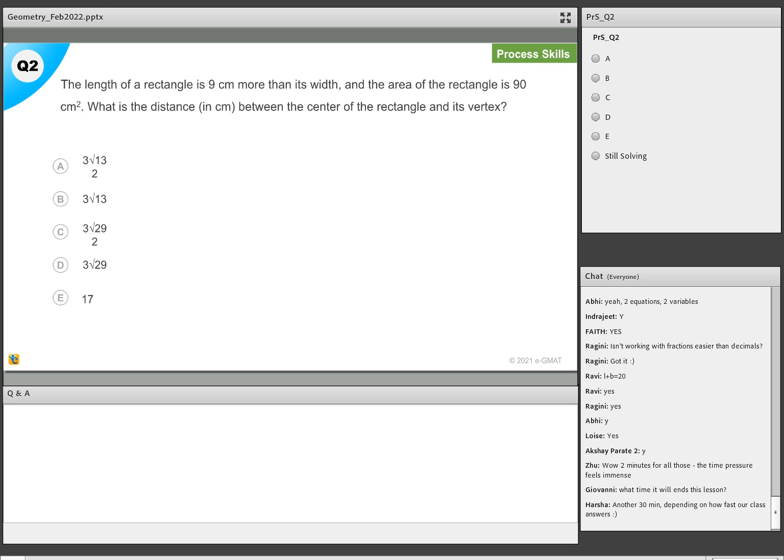5, 4, 3, 2, 1. And this is your time for anybody who wants to try their gut instinct if you're not yet solved the question. All right.